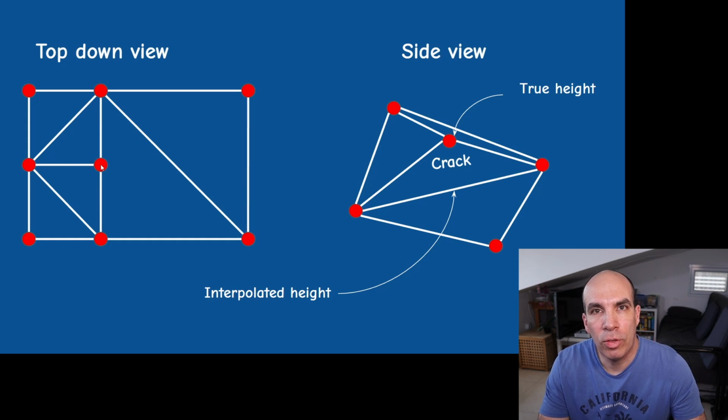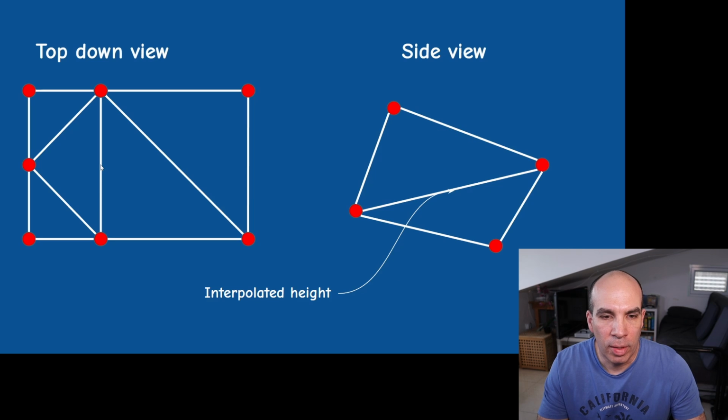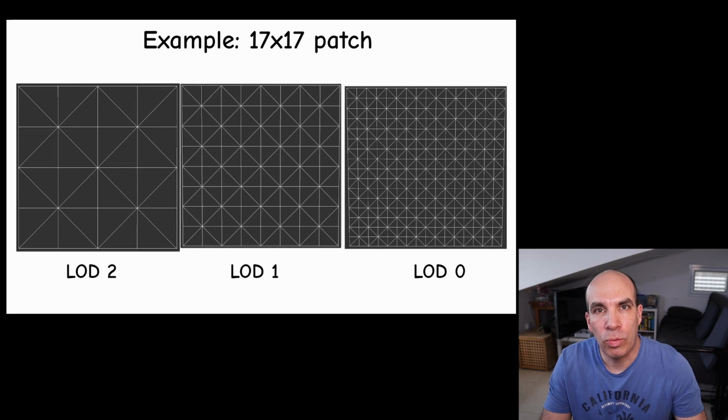So the solution to this problem is to simply drop the vertices on the shared edge on the higher LOD side. So in this case, we drop this vertex right here, and then we get a single triangle on each side with a shared edge. And then the problem is gone because the height is interpolated exactly the same on both sides of the shared edge. Okay, so let's try to formalize the solution to this problem.